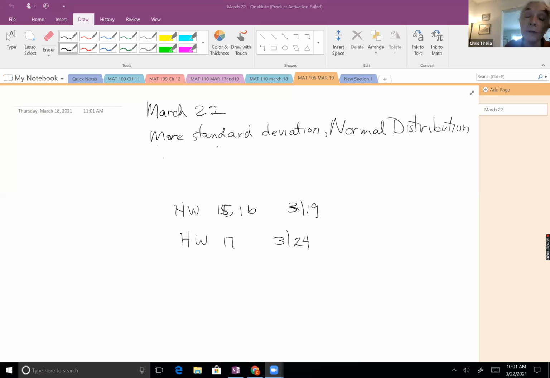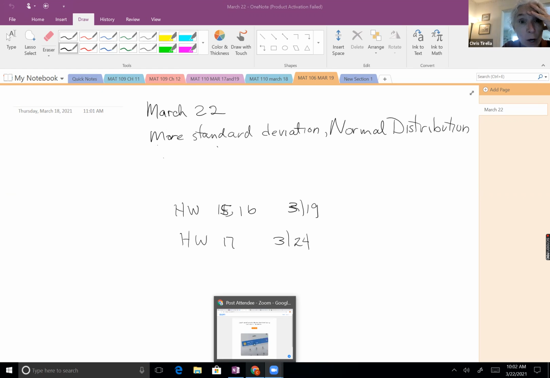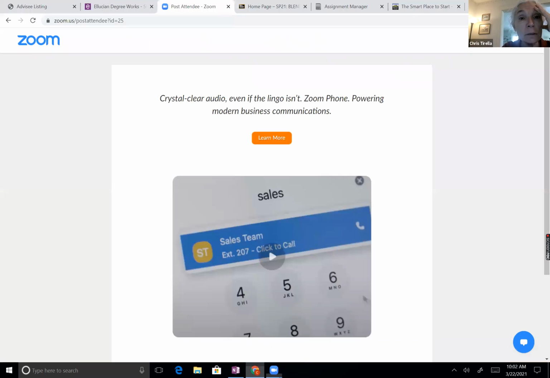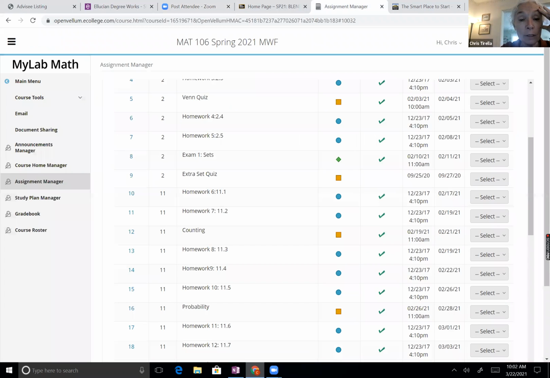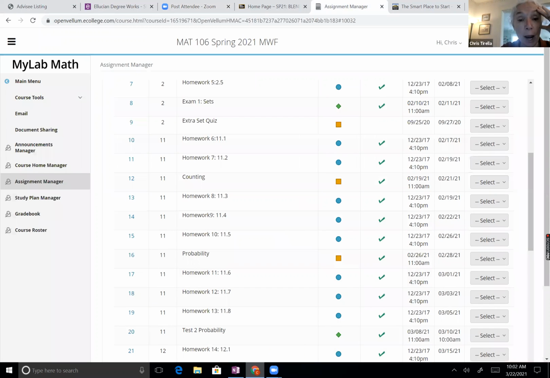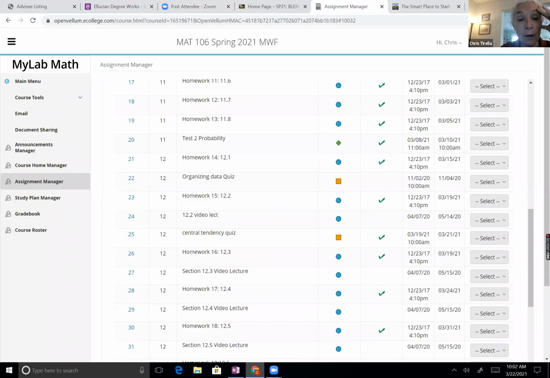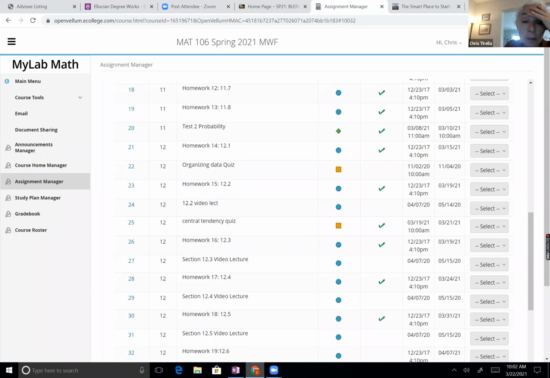Today we're going to look more at the standard deviation and one of its uses. We're going to be looking at something that's called the normal distribution. Before we start doing that, let's look at the homework and ask everybody how they are doing with it.